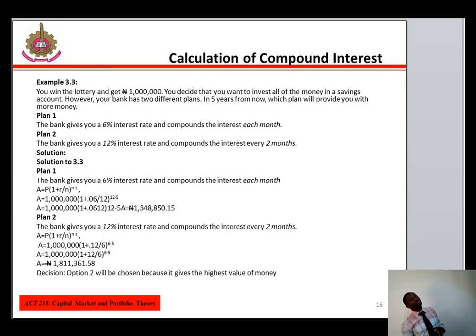You win the lottery and get 1 million naira. You decide that you want to invest all of the money in a saving account. However, your bank has 2 different plans. In 5 years from now, which plan will provide you with more money? Plan 1 is the bank gives you a 6% interest rate and compounds the interest each month. The second plan is the bank gives you a 12% interest rate and compounds the interest every 2 months.